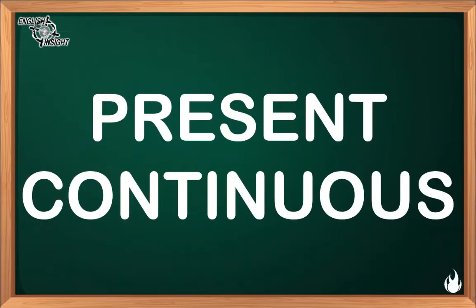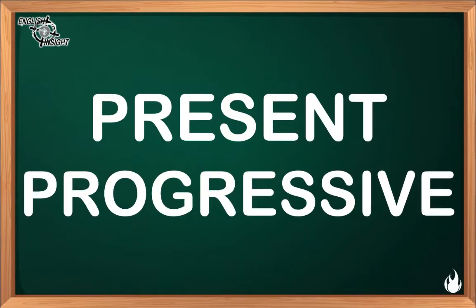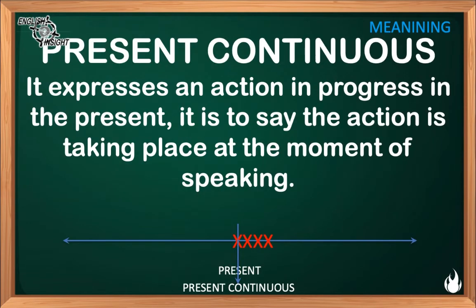Present continuous. It is also called present progressive. It expresses an action in progress in the present. It is to say, the action is taking place at the moment of speaking, exactly as it is shown in the timeline.